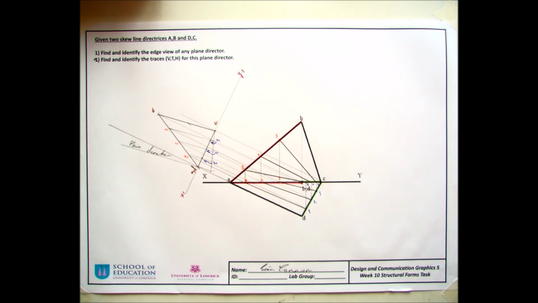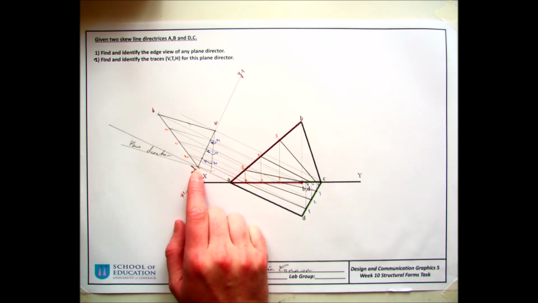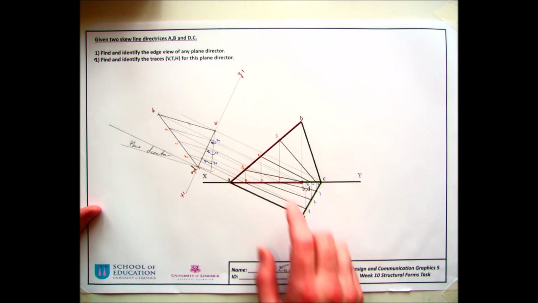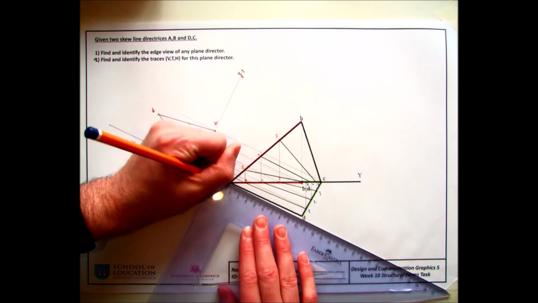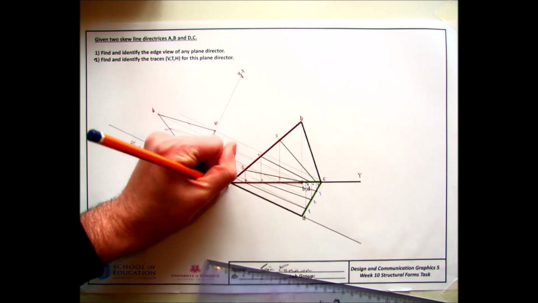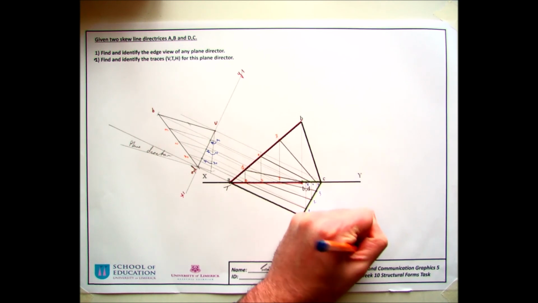Now after that, the second part of the question is find and identify the trace, which is the VTH, for the plane director. So what you can do here is just carry back where your plane director is hitting the XY line, which is this point here, travels back. Also, you need to identify where it is above here in plan. So you can imagine that because it's travelling back here, this is already RT, we know it's this point, and this is an RH in our horizontal plane.